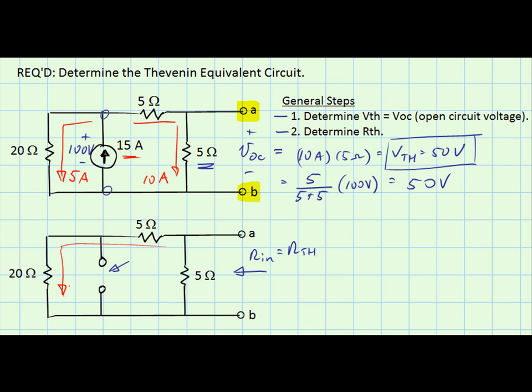We have a path that goes through a 20 plus 5, or 25 ohm path, and then the other is 5 ohms. So our Thevenin resistance is 5 in parallel with 25, which equals 5 times 25 over 5 plus 25, which is 30, which is equal to 125 over 30, or our Thevenin resistance is equal to 4.167 ohms.